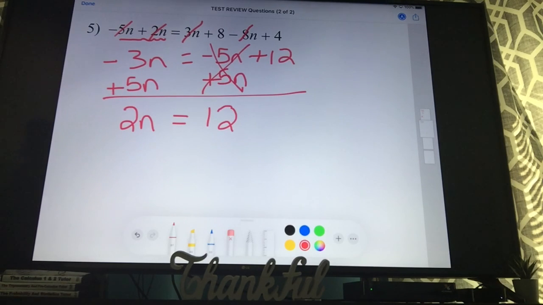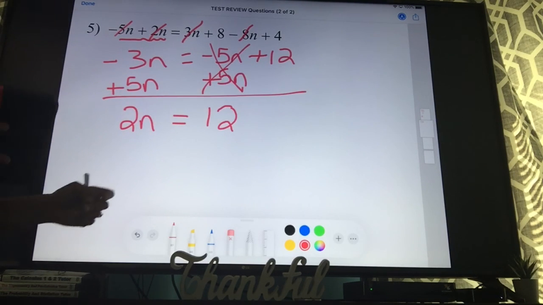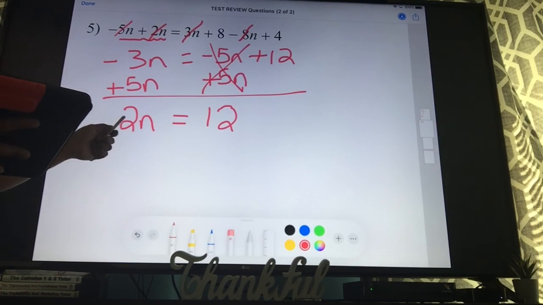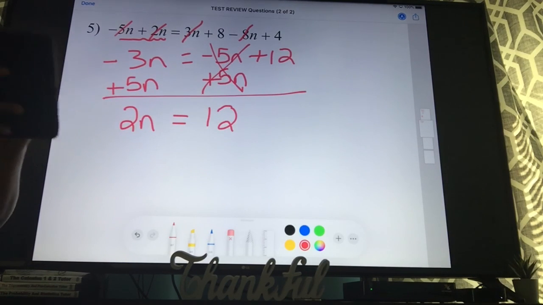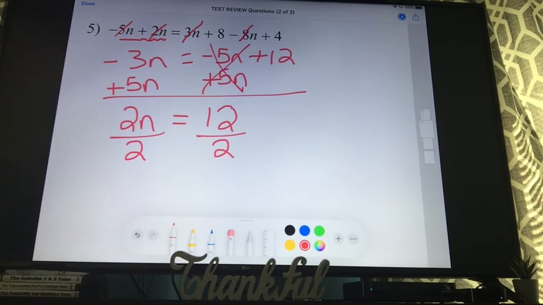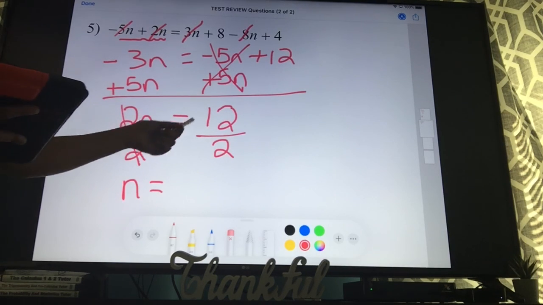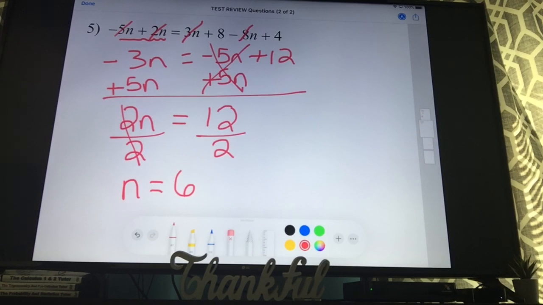Okay, now we're down to our very last step, and our very last step is always going to be to divide. So 2 times n, you need to do the opposite, so divide by 2. These 2's cancel, that way you're just left with n. And 12 divided by 2, fraction bar means divide, 12 divided by 2 is going to be 6.